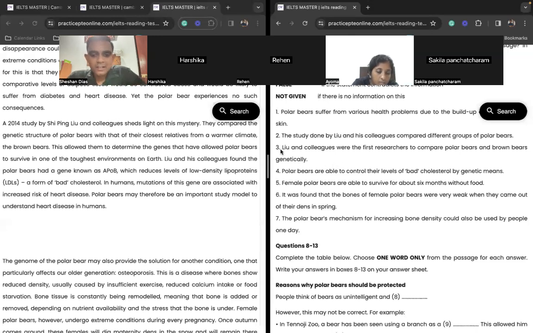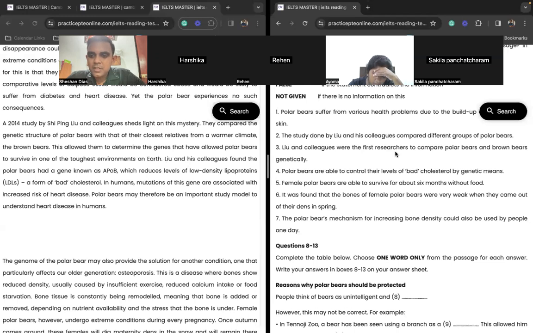All right. So again, Liu and colleagues is here. And what have they said? They were the first researchers to compare polar bears and brown bears genetically. Okay, now we have a problem. You remember the genetic structure that was here. Can we find another one here? Yes. This allowed them to determine the genes that have allowed polar bears to survive in one of the toughest environments on Earth. If we read on here, no.